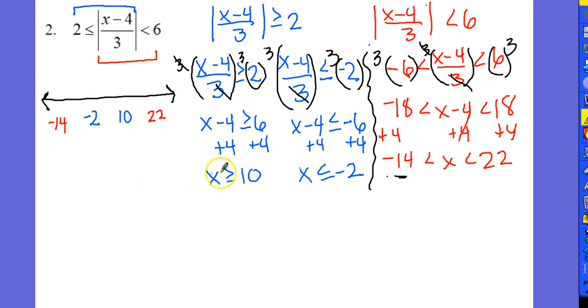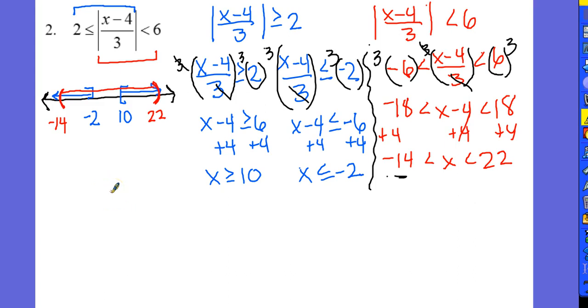And I'll go ahead and graph my blue, since I have my blue ones up. X is greater than or equal to 10 would go this direction. And x is less than or equal to negative 2 would go to the left forever. And then I would switch to, so those are constrained but not very much. So that's only true for the first part. Let's go get the rest of the truth over here in the red part. X is between negative 14 and 22, non-inclusive. So that would be this section here.